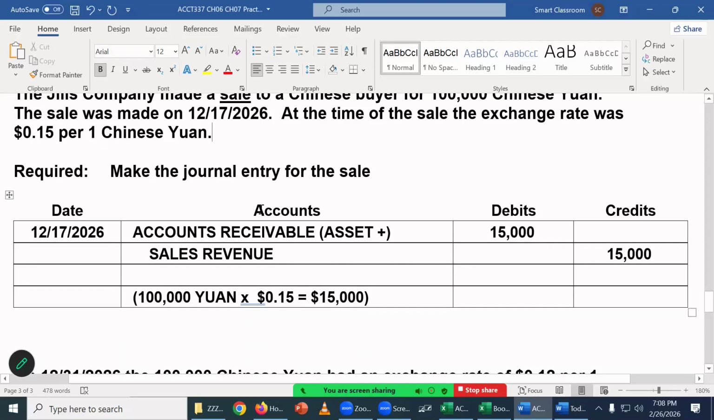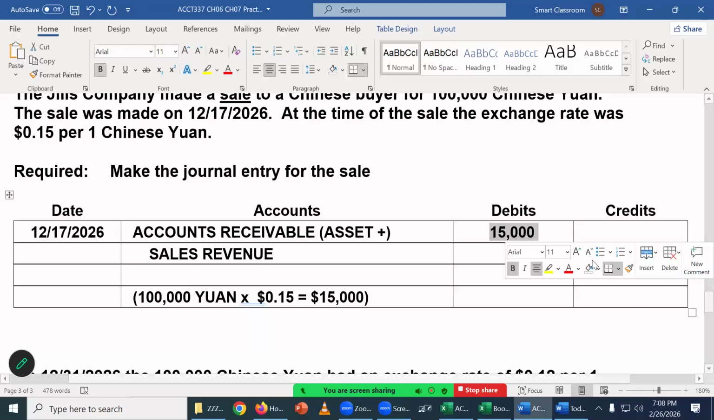So right when we make the sale, this is what we're going to say. Now, again, we are not actually going to get this in US dollars. We're going to get 100,000 yuan. So we're putting it in US dollars because that's what you do in our books. That's actually not what we're receiving, so this could actually change, and we'll find that it does.